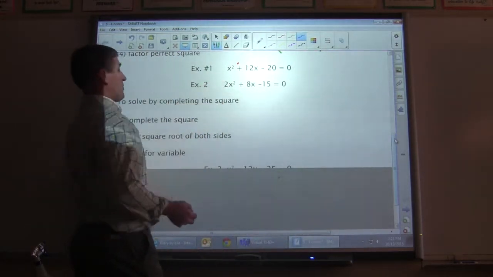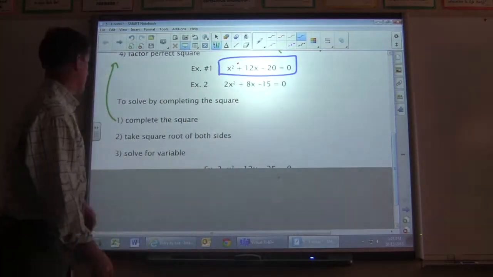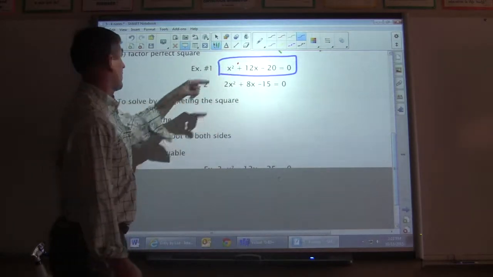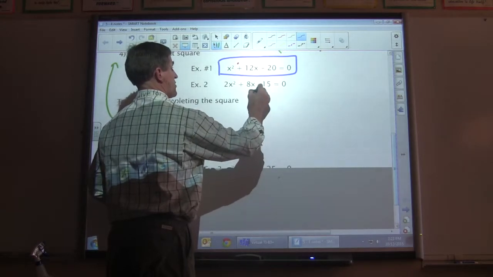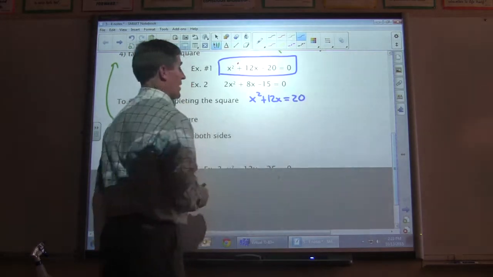So, example number 1, we'll do this one. Let's follow the steps. We complete the square. Again, we have to put it in the correct form. So we move the 20 to the other side: x squared plus 12x equals 20.